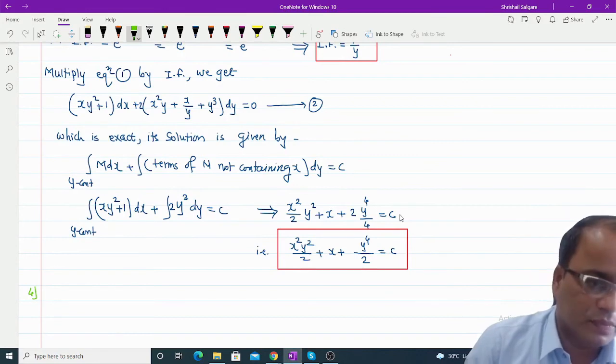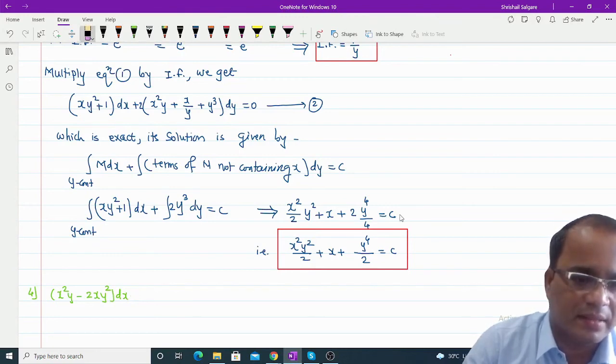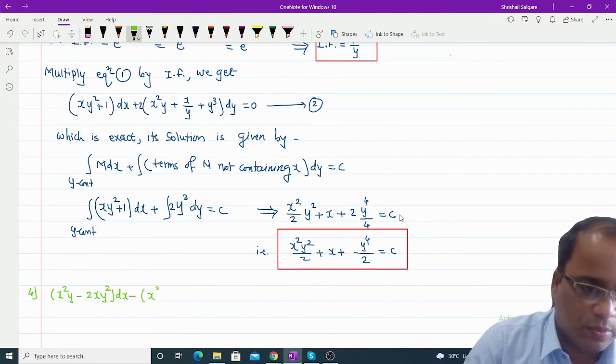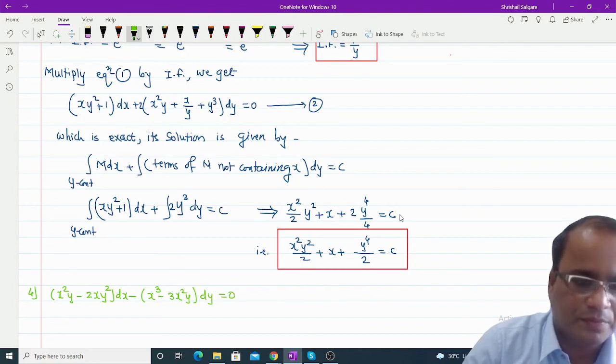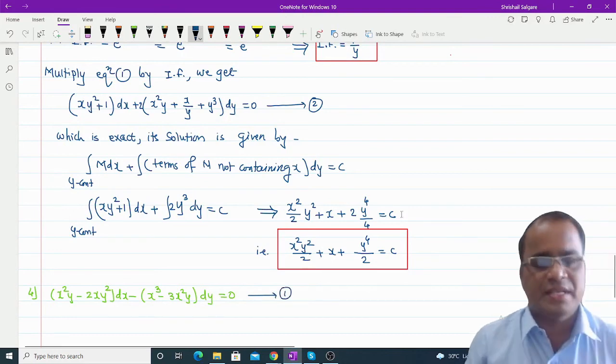Fourth example. Now the equation is x square y minus 2x y square dx plus, sorry, it is a minus, I will change the statement only, it's minus x cube minus 3x square y with respect to y equal to 0. And suppose this is my equation number 1. Now proceed, take 1 or 2 minutes, try for this.